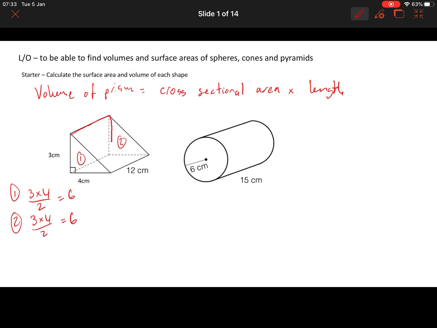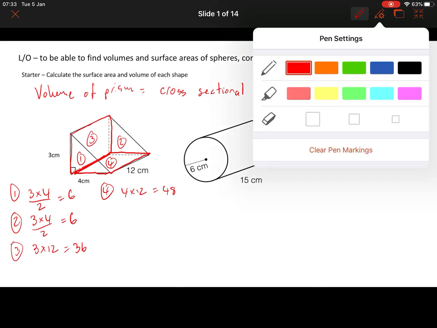Okay? Now I've also got a rectangle here. I'll call that shape 3. Okay, that rectangle is a 3 by 12 rectangle. Okay, hopefully that's obvious. And then I've also got one at the bottom here. I've got another rectangle. I'll call that shape 4. And that is a 4 by 12 rectangle, which is 48.